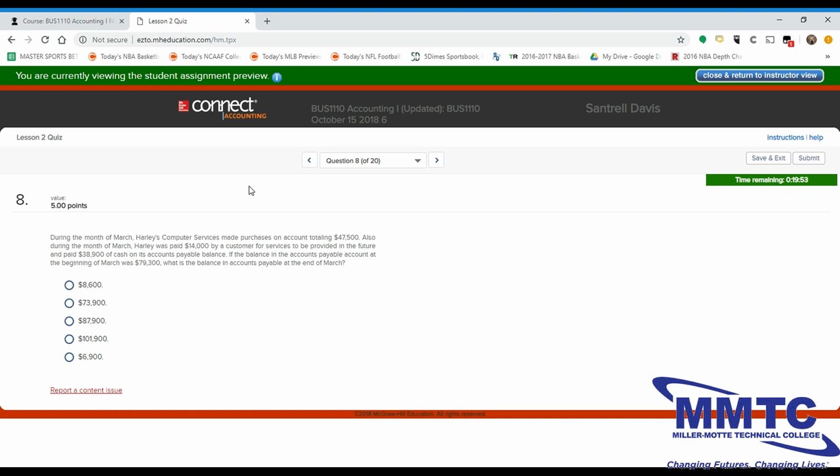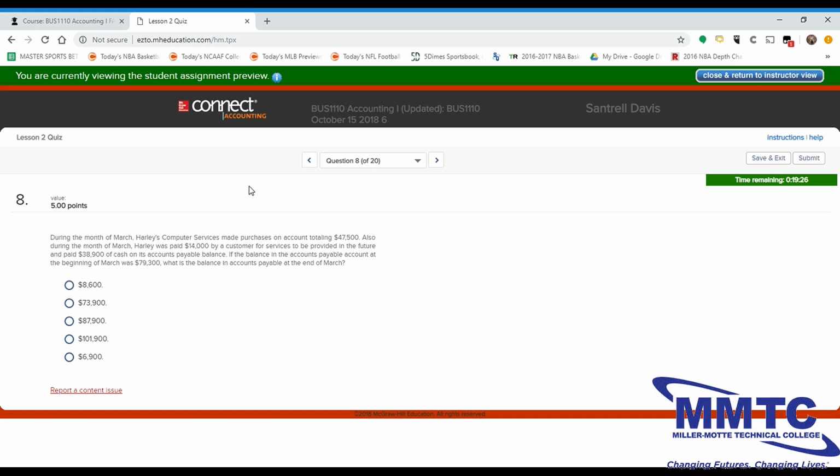Go ahead. If the balance in the accounts payable account at the beginning of March was $79,300. Okay, so the accounts payable balance at the beginning of March was how much? $79,300. Okay. What is the balance in accounts payable at the end of March?